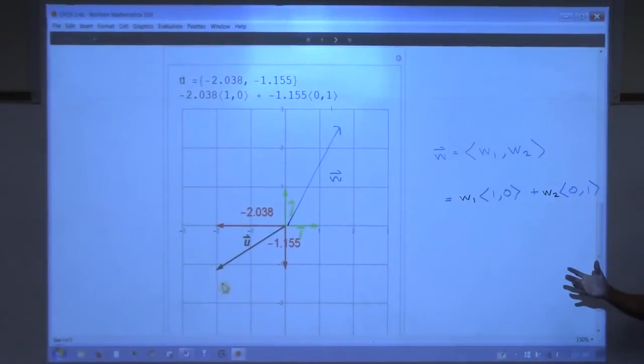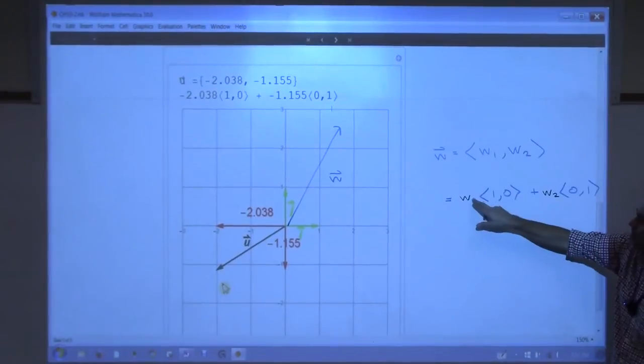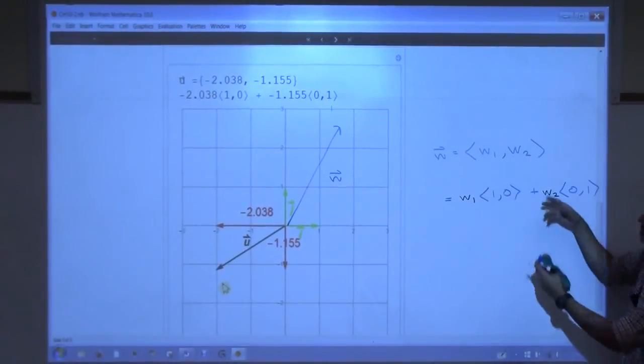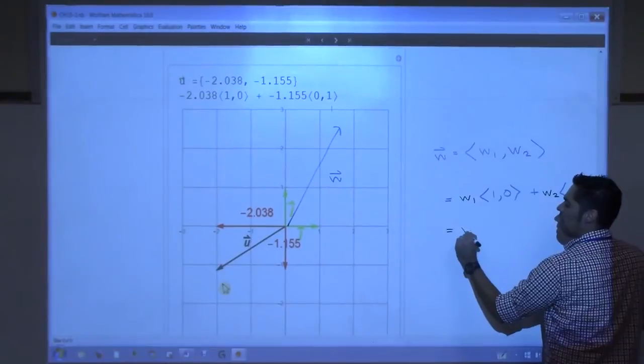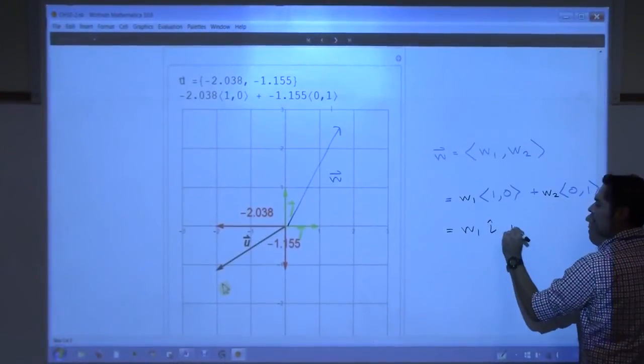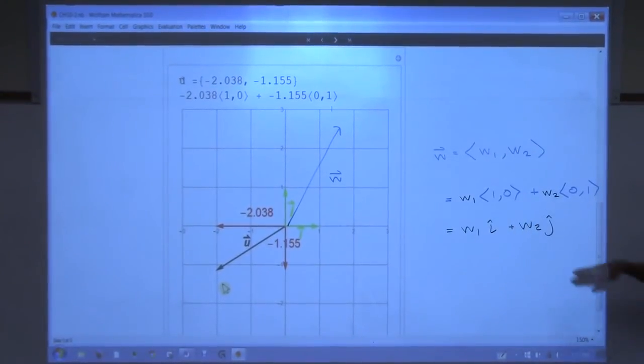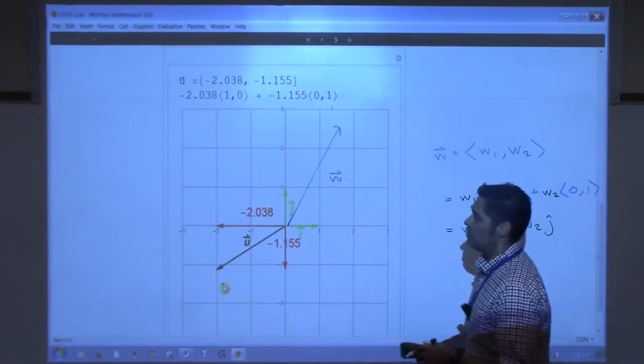This is what we mean by linear combination. Linear meaning we're adding, okay? Linear combination. Scaling these vectors and putting them together creates this. But if I rewrite this in the i hat, j hat notation, this is w1 i hat plus w2 j hat. This is a linear combination of those two standard basis vectors. Yeah? Are those the only two? I mean, okay, that's when we go to three-dimensional space, right?